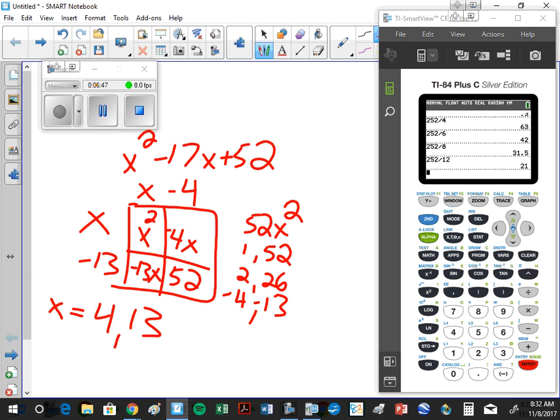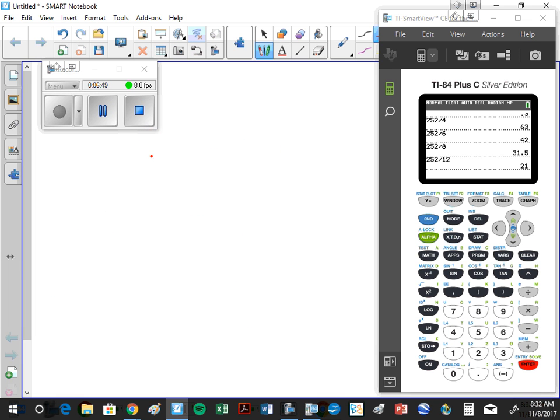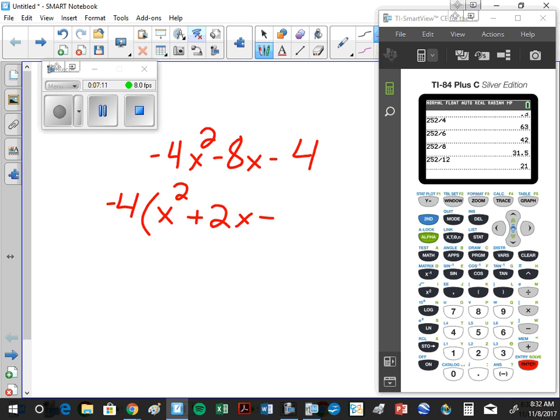All right, what about this one? Negative 4x squared minus 8x minus 4. I need to divide out a negative 4. You guys get this, or are you not paying attention? So pull out negative 4. X squared plus 2x plus 1.